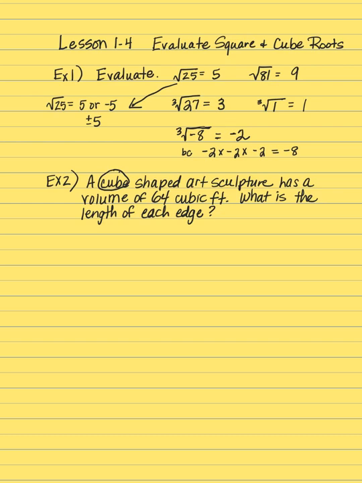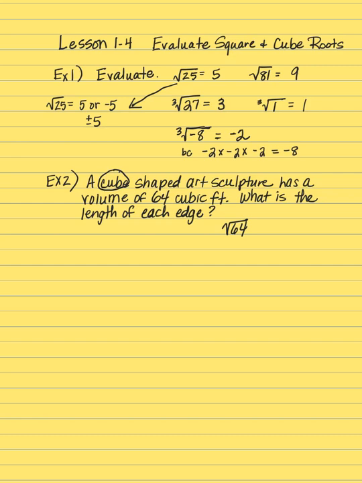If I want to know what one edge is, and again, with volume, you have length, width, and height, and they're all the same because it's a cube. It means every edge is the same length. So if I want to know what one edge is, and they're all the same length, then what number times itself 3 times would give you 64? That's the same thing as the cube root of 64.